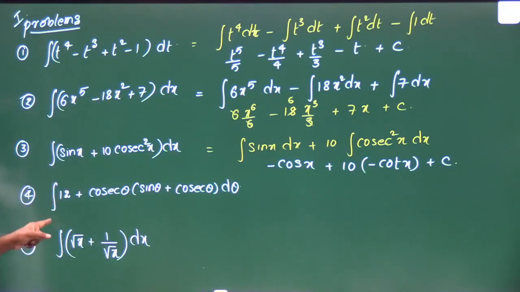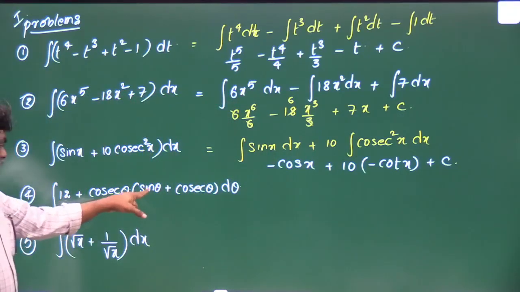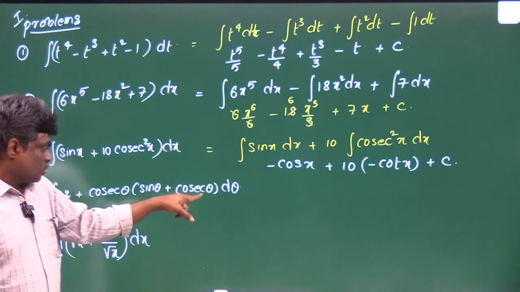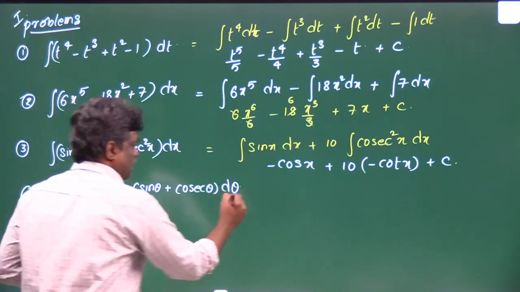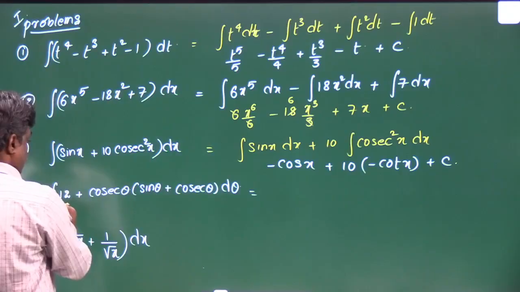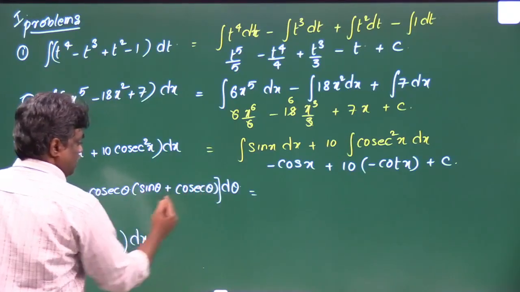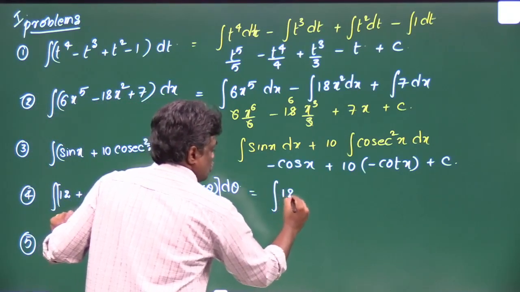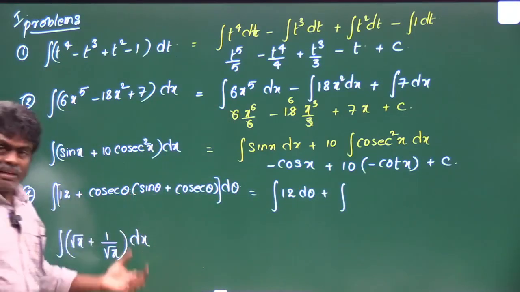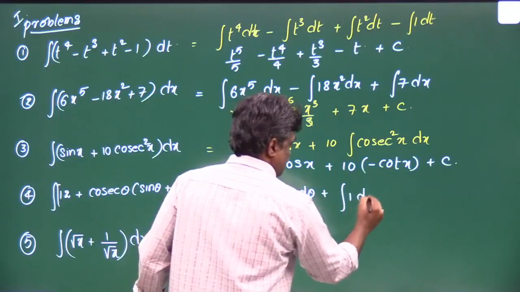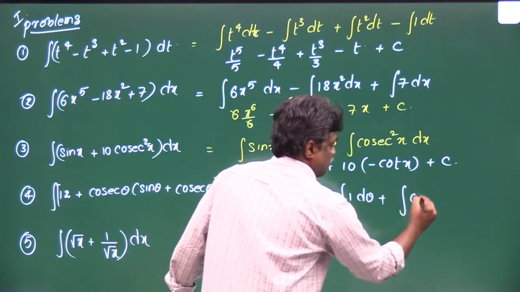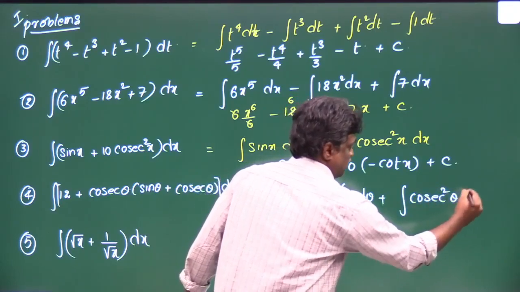Next here you have integral 12 plus cos theta into sin theta plus cosecant theta into sin theta plus cosecant theta d theta. Just split it. Here also we have to split this, because I think there is a bracket here. So integral 12 d theta, splitting each and every term. Cosecant theta into sin theta is 1, d theta, plus cosecant theta into cosecant theta, that is integral cosecant square theta d theta.